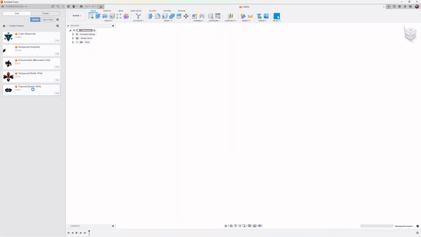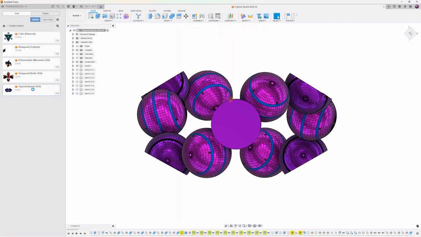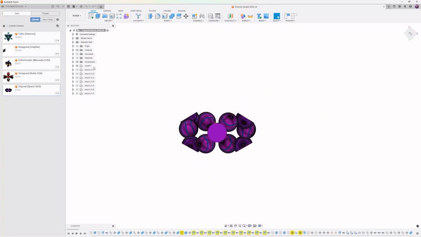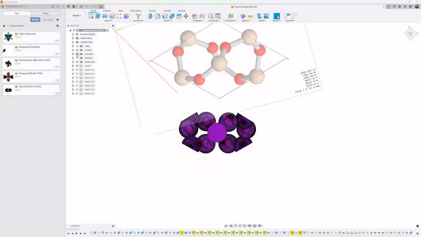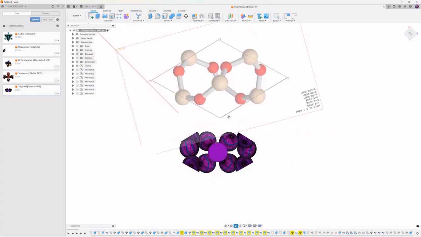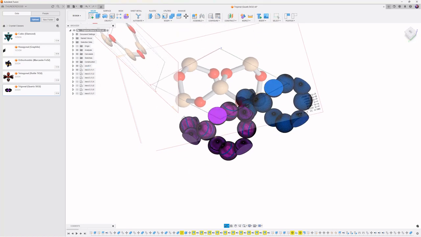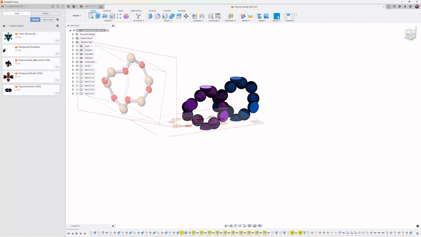For the trigonal family, I have quartz, made up of silicon in purple and oxygen in pink. That one hippie girl you did in college that surrounds herself with amethyst? This is that. This is her god.